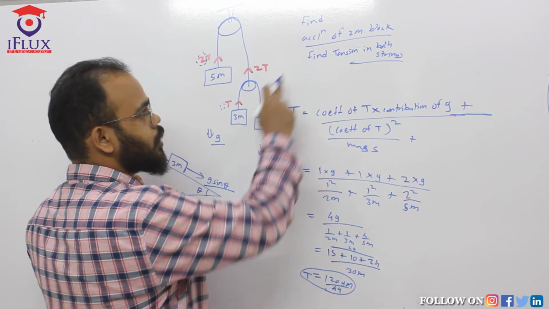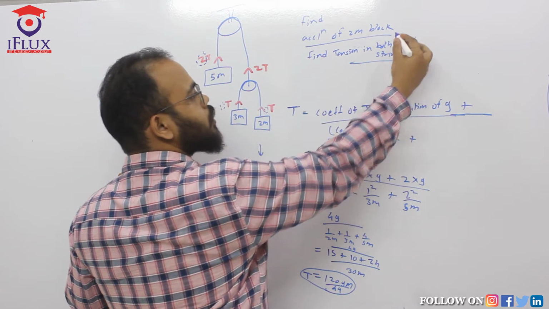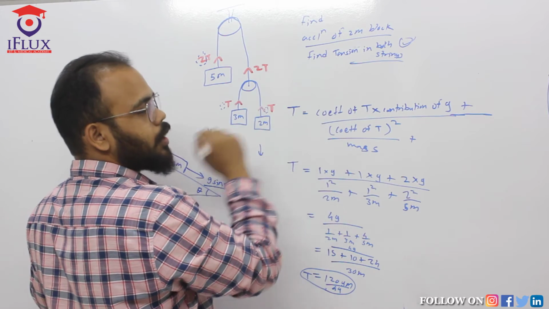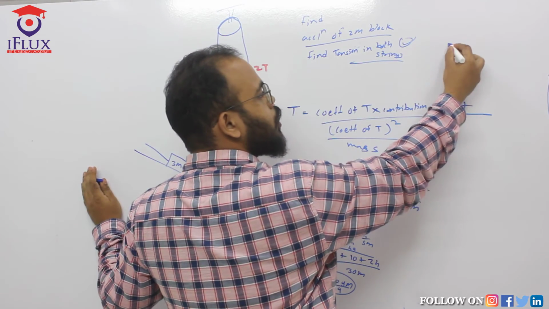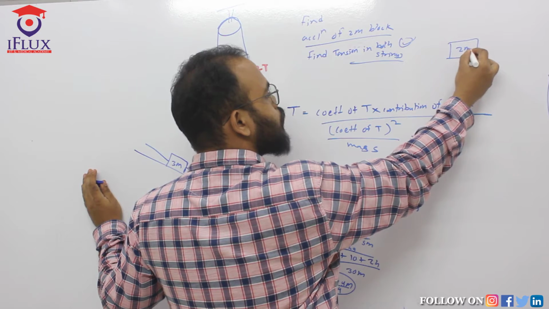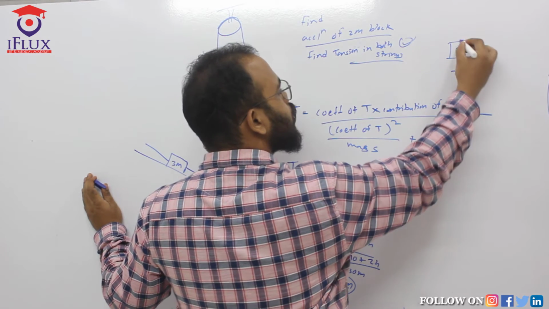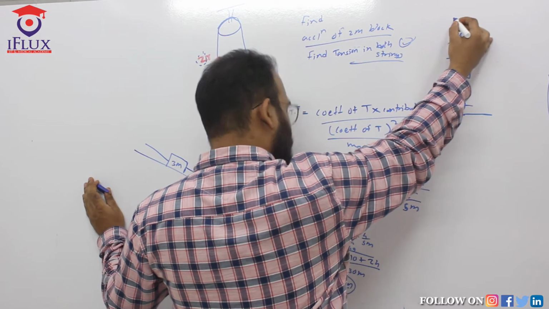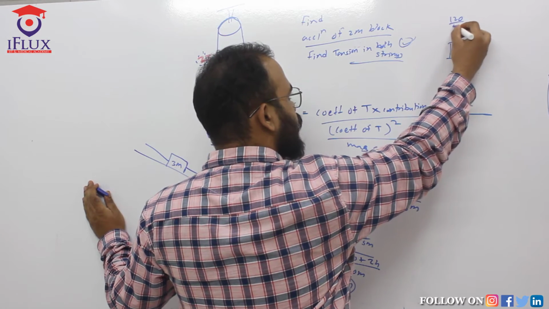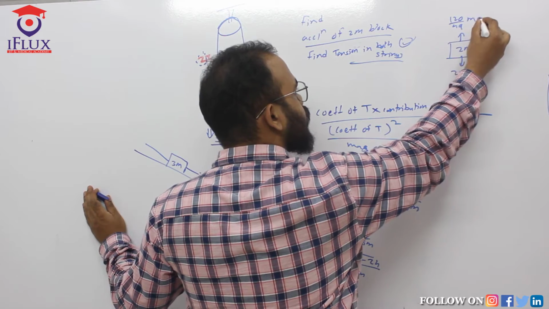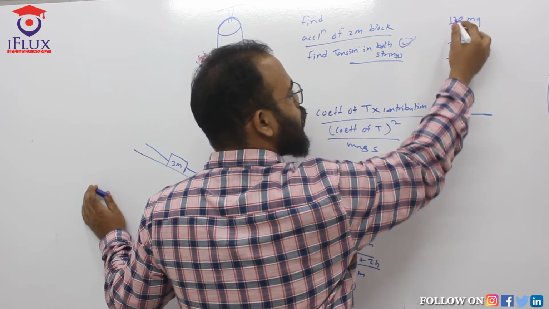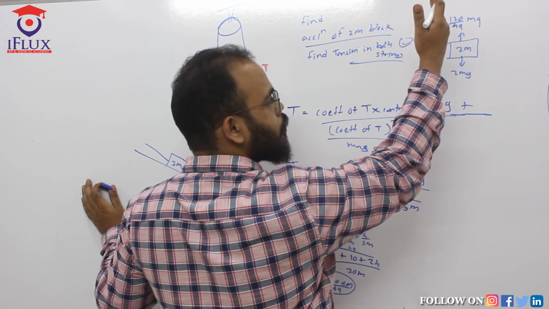Once you get the tension, you can directly calculate the acceleration of the block 2m. To get the acceleration of the block 2m, we'll draw the FBD. So this is a mass 2m. Below, gravity will act, that will be 2mg. Upwards, tension will be acting, that will be 120 upon 49 mg. So obviously this is greater, so the acceleration of the block will be upwards.